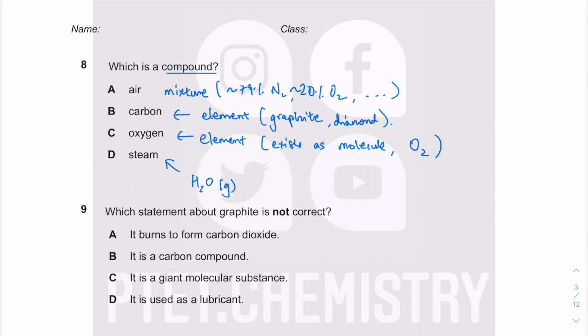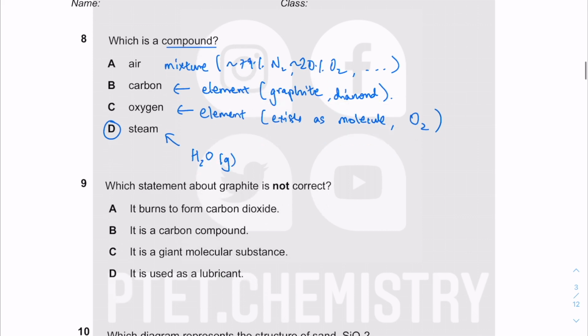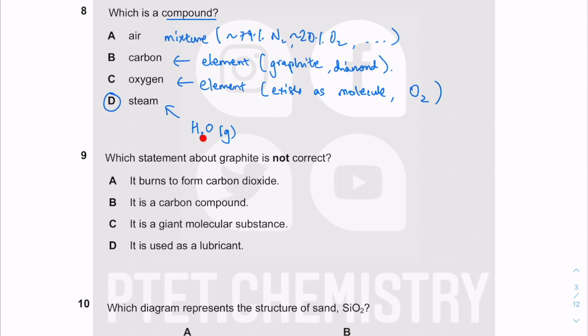All right, for simple molecular structure. So that is a compound because it's got two or more elements chemically combined together in a fixed ratio. So 2 hydrogen and 1 oxygen.